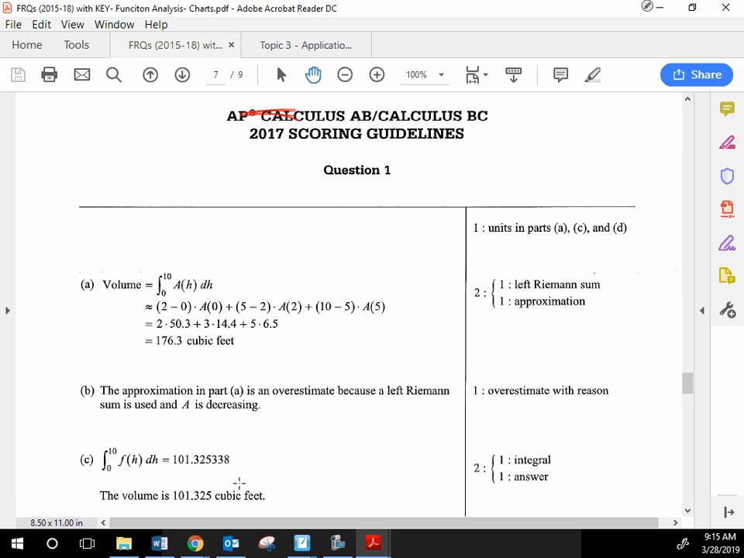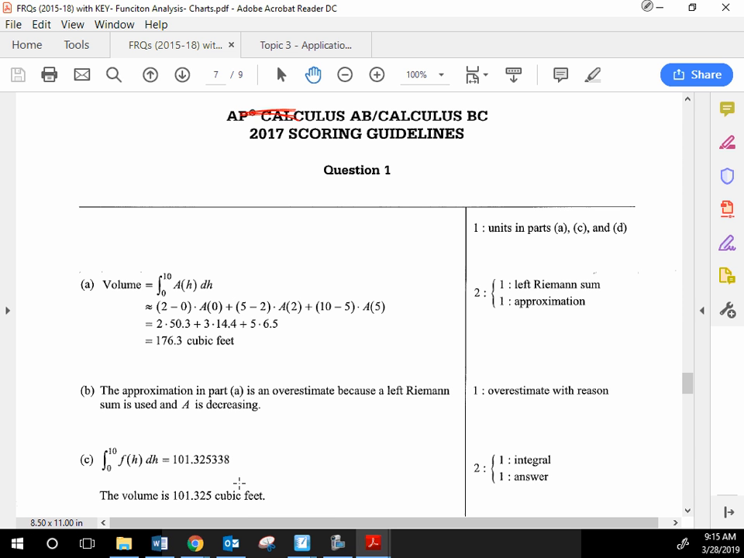Okay, for part A, you got a point for your left Riemann sum. So we have, again, we're integrating from 0 to 10 of A of H. So just basically 1 point for your setup here. You should have had 2 times 50.3 plus 3 times 14.4 plus 5 times 6.5. And then 1 point for your actual answer. Remember, you don't have to actually simplify. So this is a 2 point item here. 1 point for doing left, so kind of the 2, 3, 4, 5. And then 1 point for the actual numbers there.